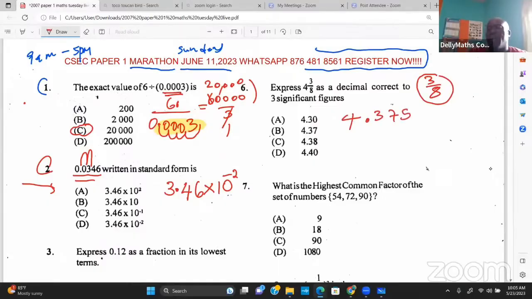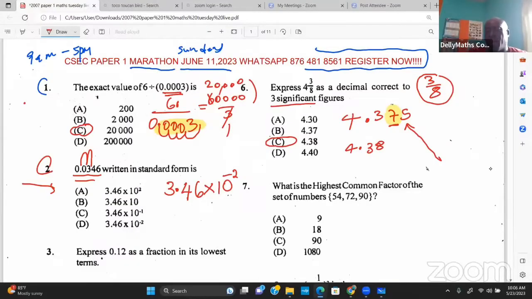4.375, right? But what they want is 3 significant figures, which means that we're going to be rounding this up to that spot. So when you identify the spot, you want to make sure that you look to the digit to the immediate right. And if the digit to the immediate right is 5 or more, the spot goes up by 1. So it's 4.38. So here it is for that one, right?